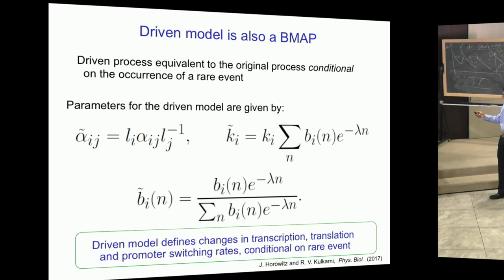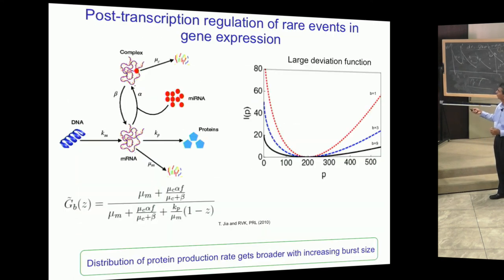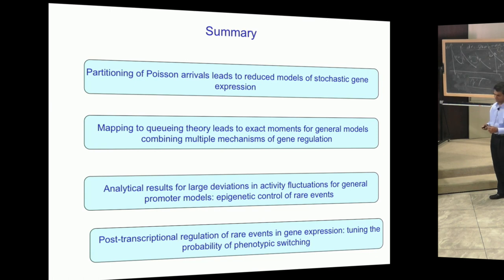I see that I'm running out of time, so I'm going to skip results for RNAs and conclude with the summary. I've shown you that this trick that we have of partitioning Poisson arrivals can lead to exact results for generating functions for simple constrained models. For more complicated models, where there's no hope of getting exact analytical results, we can use the mapping to queuing theory to get results for moments and see how different regulatory mechanisms can combine to give you the noise in gene expression.